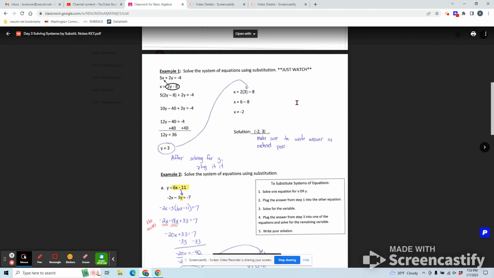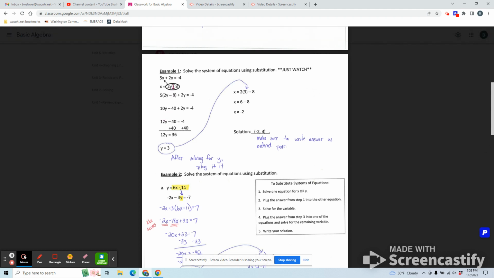So your first example for substitution is already worked through. You did substitution twice. You did it right here, and then after you solved and got one of the variables, you did substitution again.